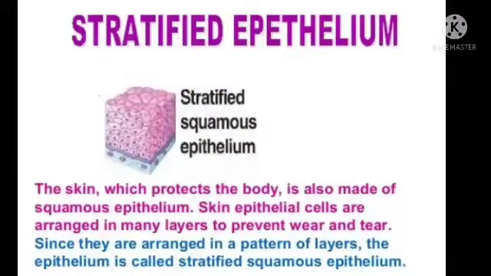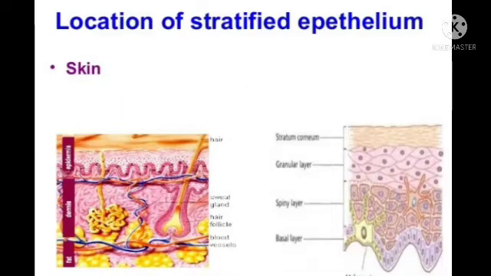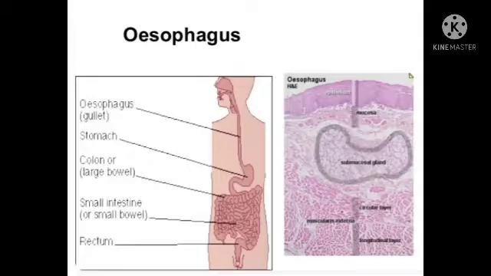Stratified epithelium. The skin which protects the body is also made up of squamous epithelium. Skin epithelial cells are arranged in many layers to prevent wear and tear. Since they are arranged in a pattern of layers, the epithelium is called stratified squamous epithelium. Locations of stratified epithelium are skin and esophagus.